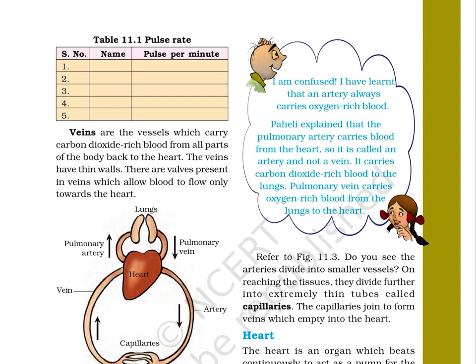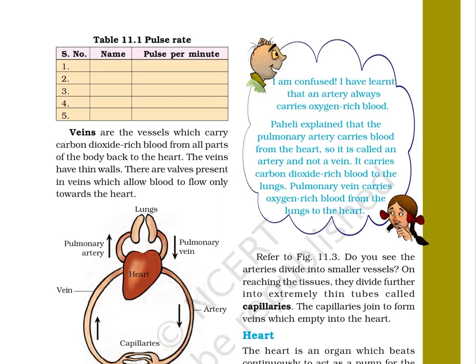Veins are the vessels which carry carbon dioxide-rich blood from all parts of the body back to the heart. The veins have thin walls. There are valves present in veins which allow blood to flow only towards the heart.